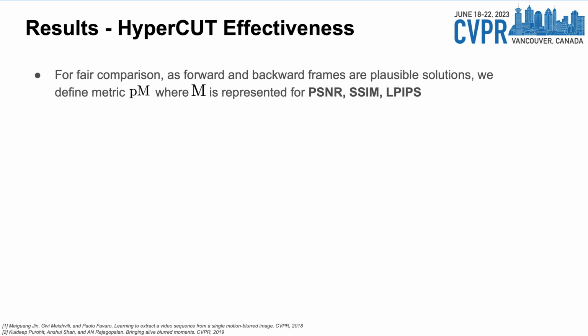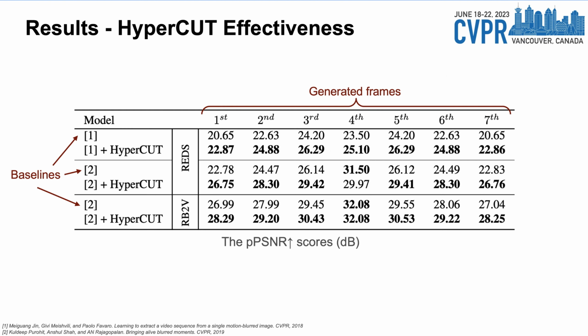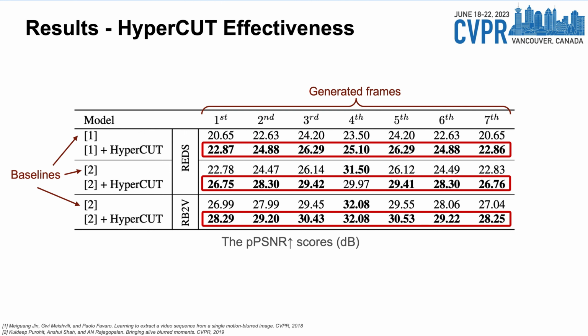About the deblurring network, we first introduce the P metrics. Because the forward and the backward frames are valid solutions, we modify the standard quality metrics to accept both forward and backward order. The modified metrics have the prefix P, including PPSNR, PSSIM, and PLPIPS. As you can see in the table, our HyperCUT-based models provide a stable performance on all frames and consistently outperform the comparator models on all frames with 1 to 4 point gaps in the PPSNR scores.